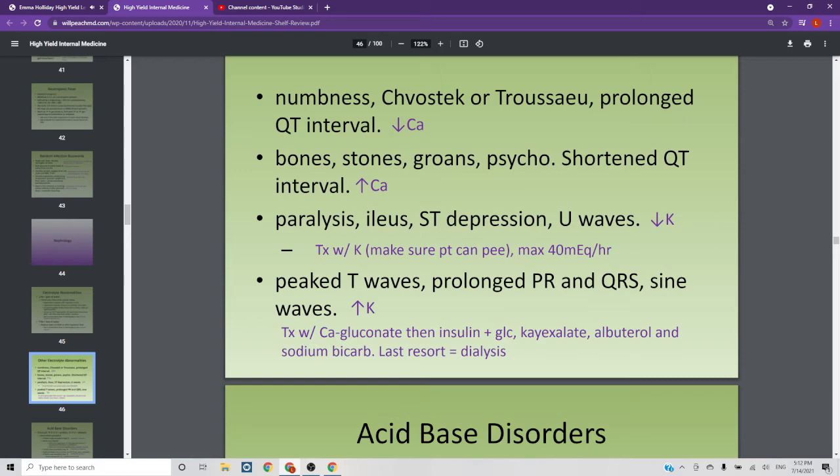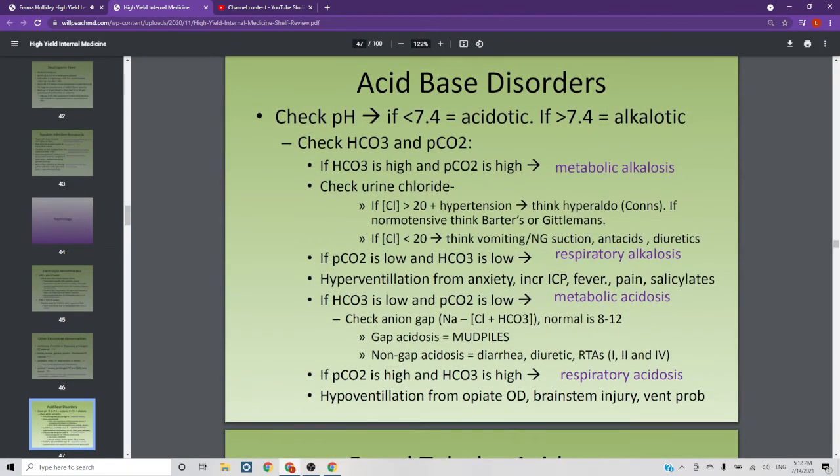So acid-base disorders, I won't belabor these, let's just hit the high points. If the bicarbonate is high and PCO2 is high, and they are alkalotic, then we know it's metabolic. And the next test to do would be a urine chloride, because that's how we tell what is causing the metabolic alkalosis. So if the chloride is high, then we're thinking maybe we've got a hyperaldosterone state, whereas if the chloride is low, then we're doing something to lose chloride, either too aggressive NG suction, too much throwing up, and so forth and so on.